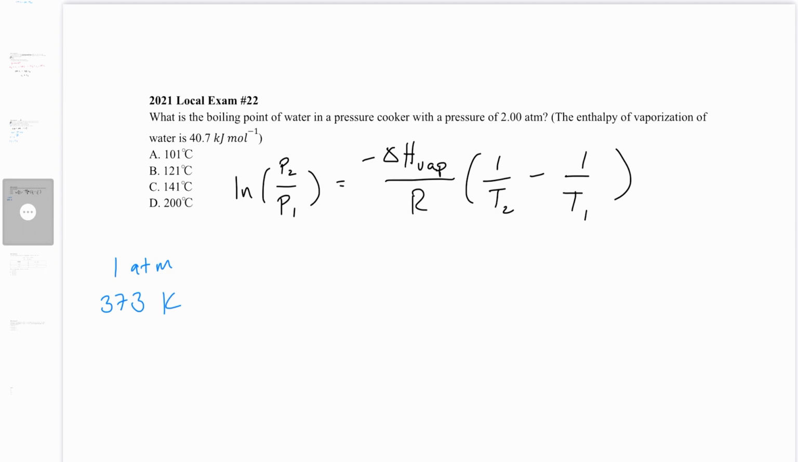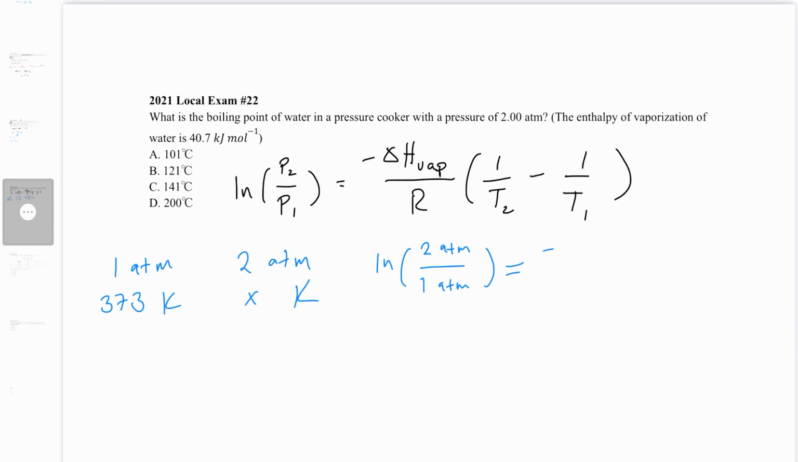Let's say our second set of pressures and temperatures is going to be the one where it's at 2 atmospheres. What we're trying to find is the temperature at which this boils. What we're trying to find is X. So we can set up our equation with the information that we know. So 2 atmospheres over 1 atmosphere equals minus enthalpy of vaporization.